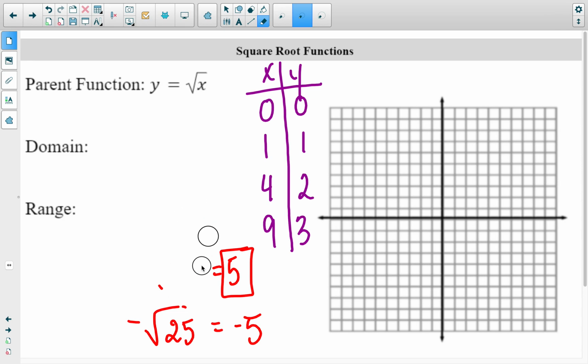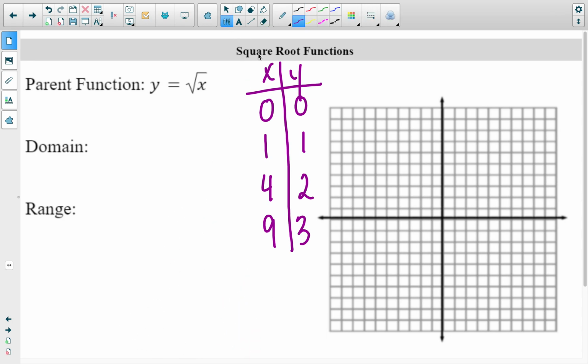So we've made our table. Now let's see what our graph is going to look like. Let's plot a point at the origin, 0, 0, 1, 1, 4, 2, and then 9, 3. This is what our graph's going to look like, and it's just going to have a slight curve up like this. There's no arrow on the other end. It just goes up from the origin. This is our parent function, the most basic form of a square root graph.